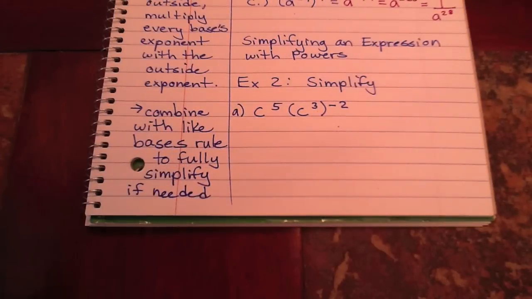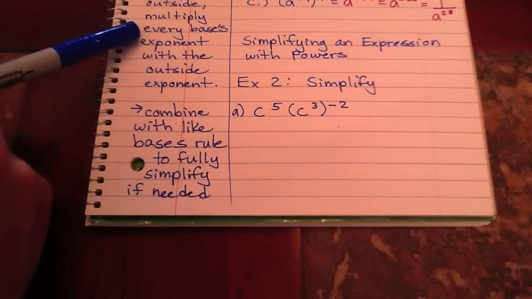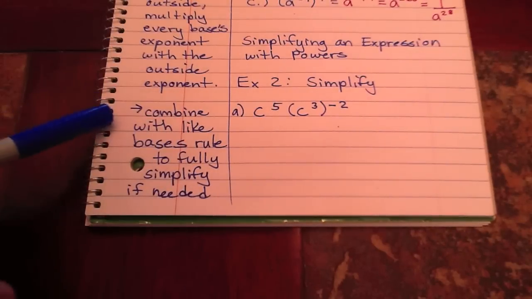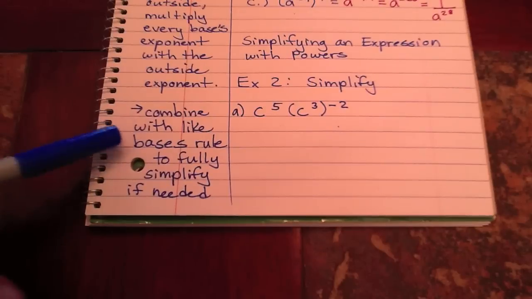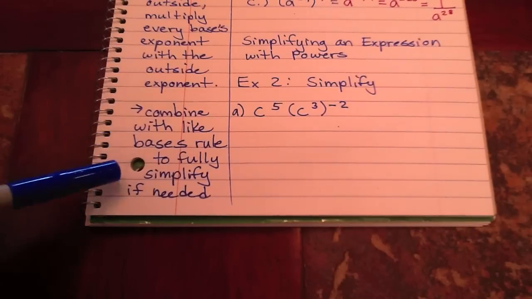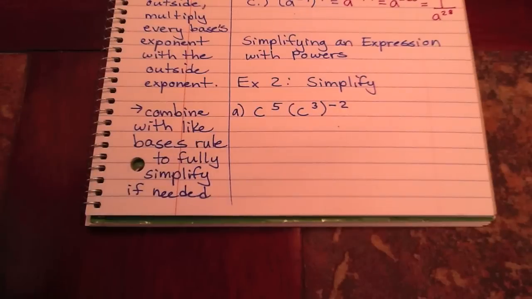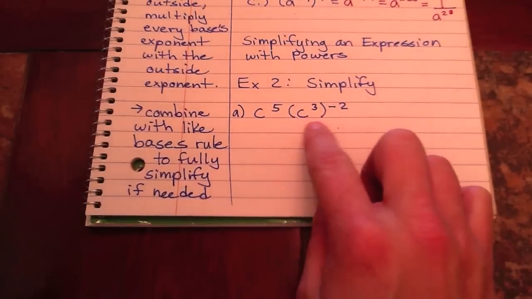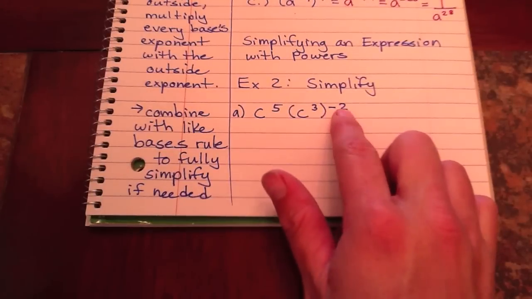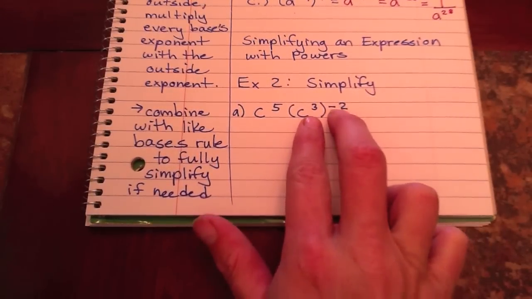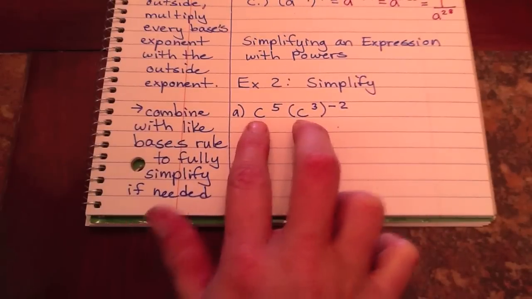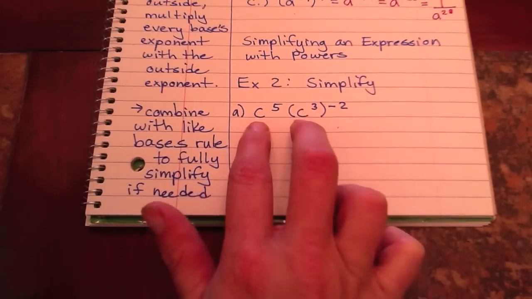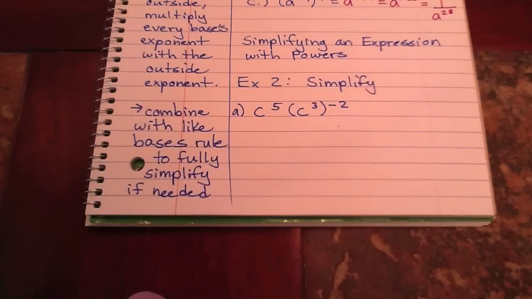This is example 2. In example 2, you're going to do exactly what you learned to do here, but when you need to, you're also going to combine that with your like bases rule that we talked about in 7.3 to fully simplify when we need to. So this kind of follows an order of operations idea. We have this times this, but this is like a double exponent. And so exponents come before multiplication. You need to take care of that before you can multiply.